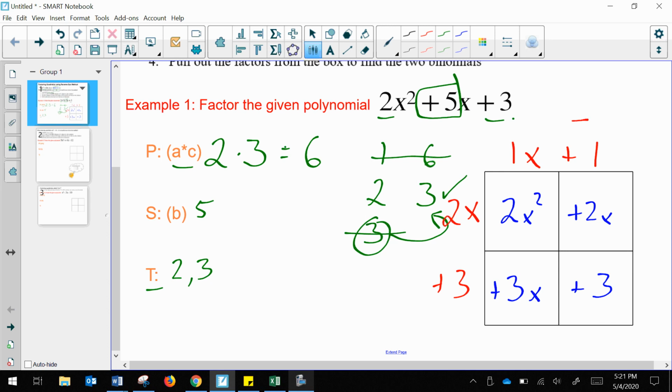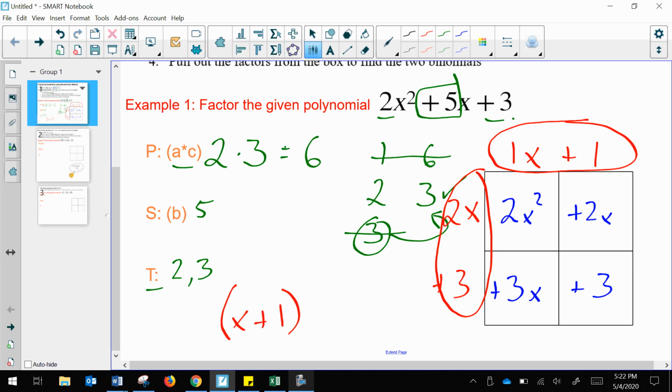So my two binomials, when factored, are going to be x plus 1, because I know 1 times x is simply going to give me x, and 2x plus 3. That is my factored solution for the quadratic 2x squared plus 5x plus 3. So let's move on to our next example.